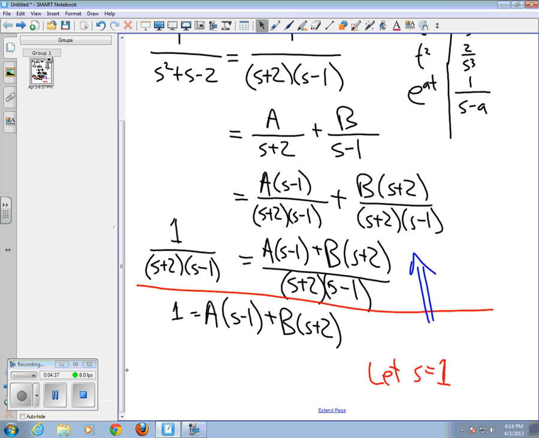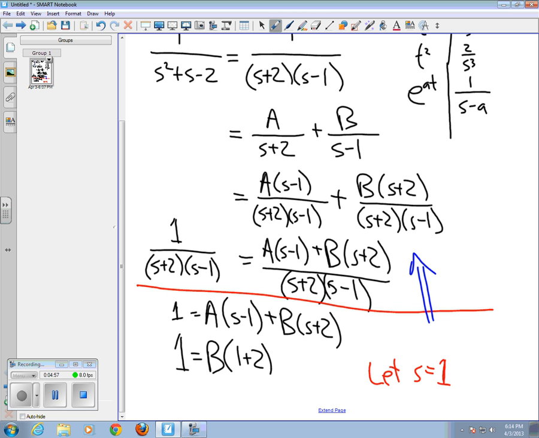We'll put 1 in for s here. So when we do that, the left side is still 1. The A times s minus 1 will turn to 0, so that term's gone. And then we have B times 1 plus 2.